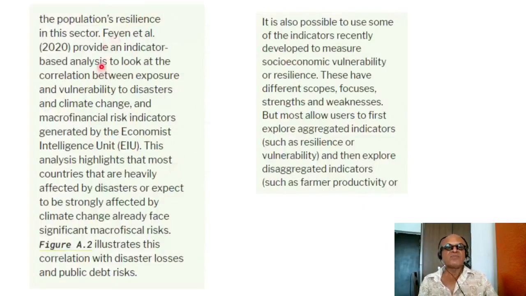Fay et al. 2020 provide an indicator-based analysis to look at the correlation between exposure and vulnerability to disasters and climate change, and macrofinancial risk indicators generated by the Economist Intelligence Unit. This analysis highlights that most countries that are heavily affected by disasters or expect to be strongly affected by climate change already face significant macro-fiscal risks. Okay. Figure A2 we will look at, which illustrates this correlation with disaster losses and public debt risks.